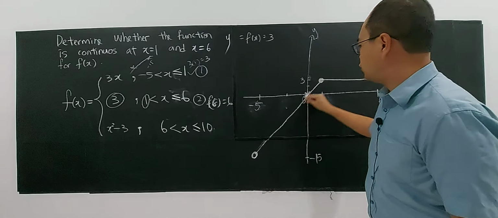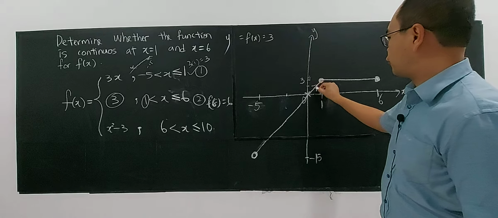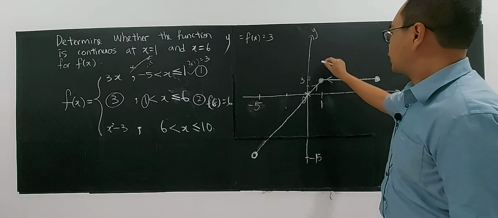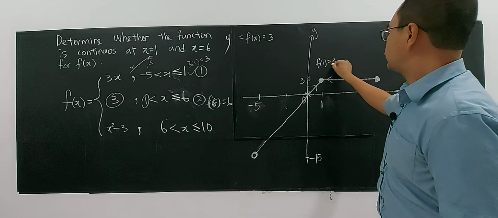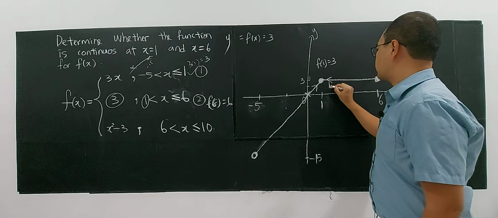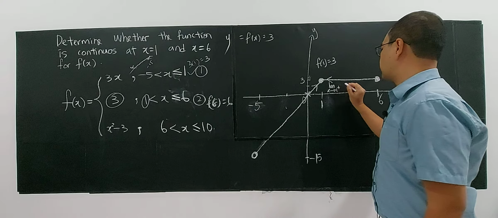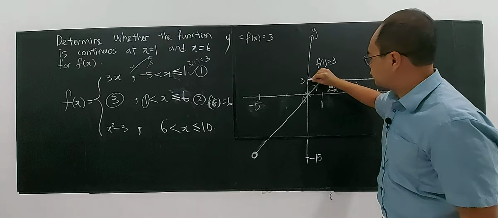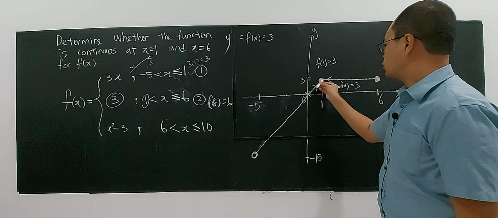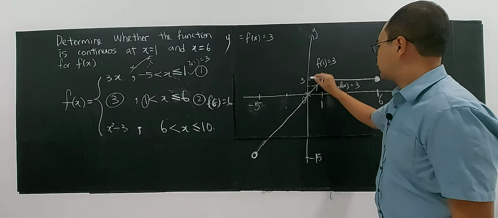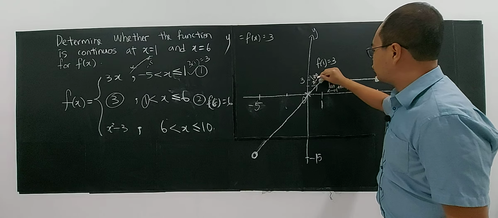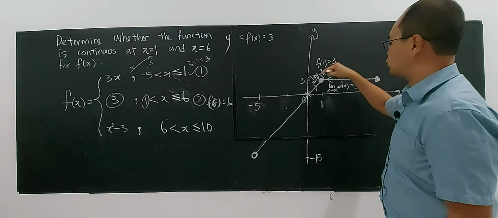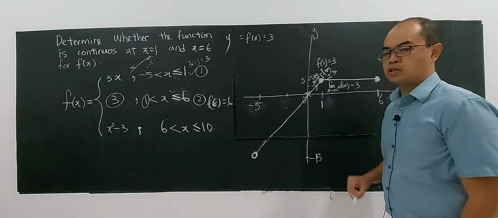You see, it's continuous here, from the left and from the right. At this point, f(1) is 3. The limit from the right of f(x) is also 3, and the limit from the left is also 3. So 3, 3, 3. It is proven continuous, as we saw just now.